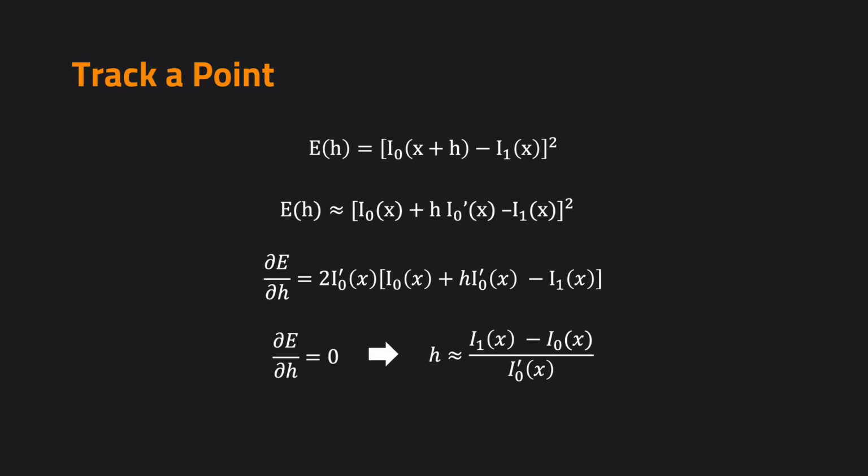And if we set the gradient to be 0, which the condition of local maximum or minimum should satisfy, then we can get the h value. You can see that it is the value difference of I1 and I0 at the current location divided by the gradient of x.